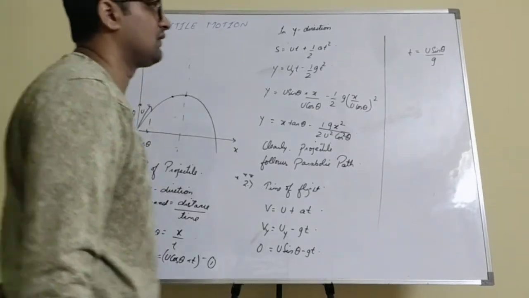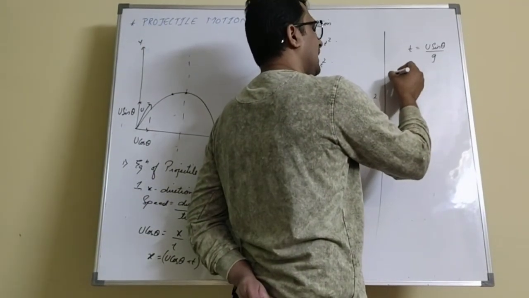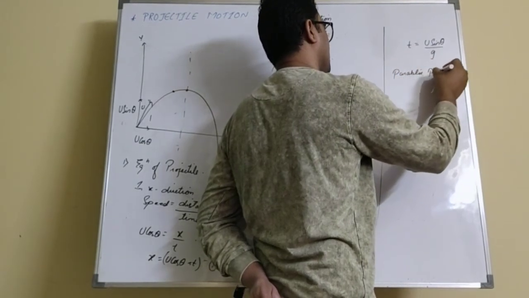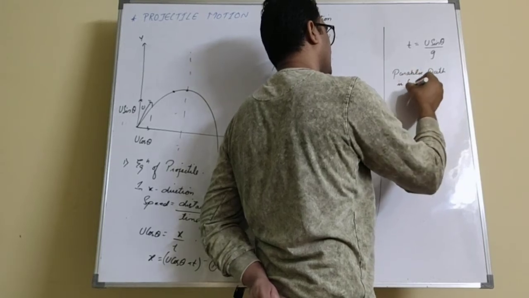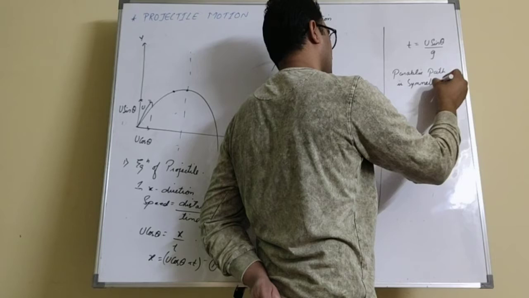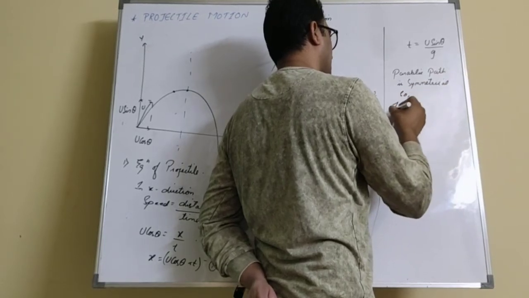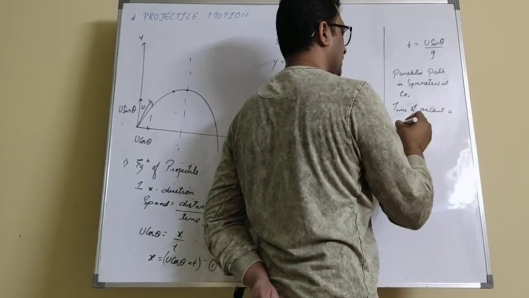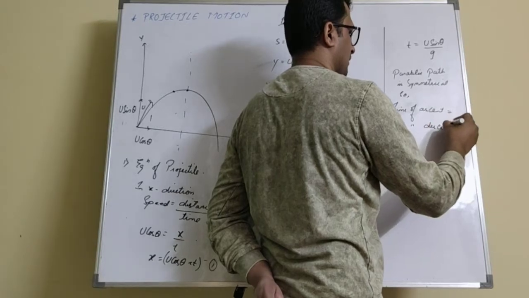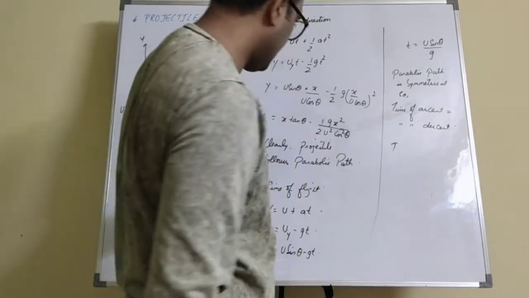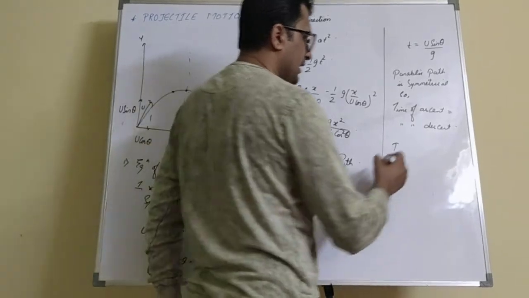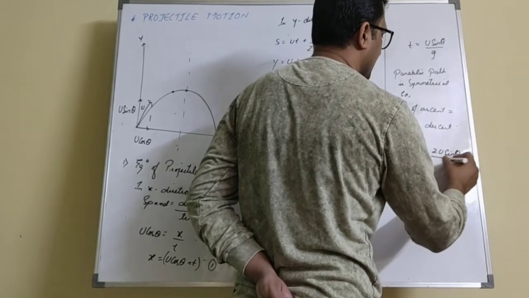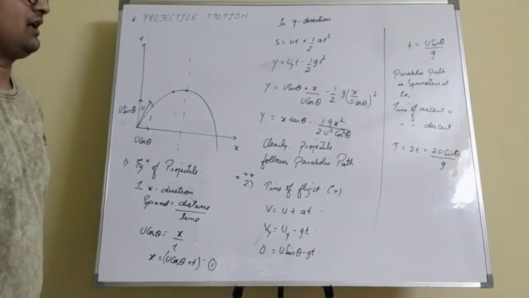Now here we know that the parabola, or parabolic path, is symmetrical. So time of ascent is equal to time of descent. So capital T is our time of flight. It will be 2t. So it will be 2u sin theta divided by g.